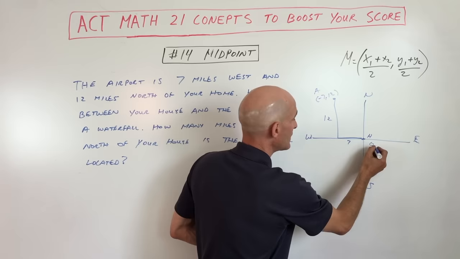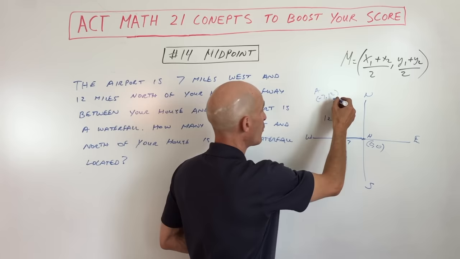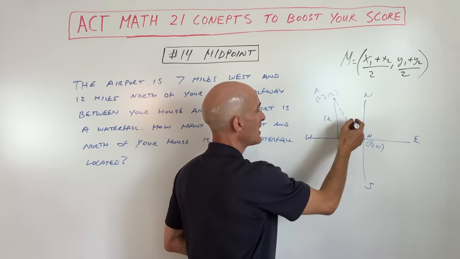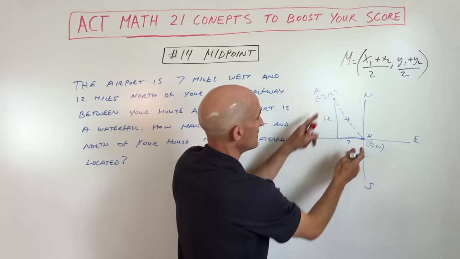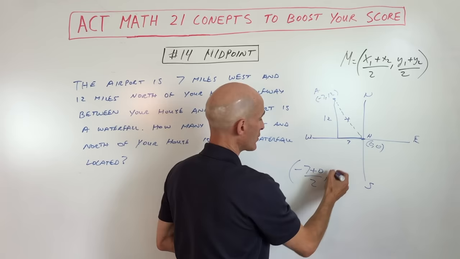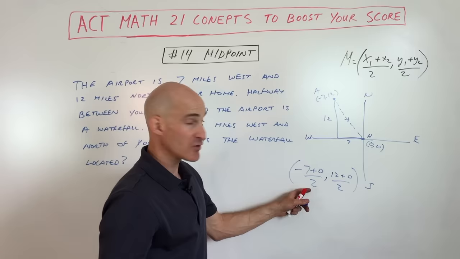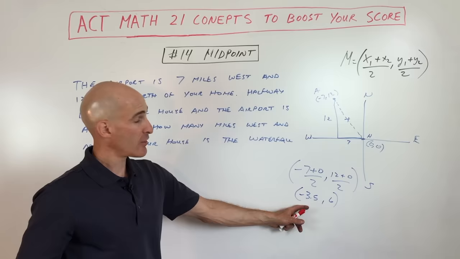But what we're trying to do is find the waterfall, which is located halfway between your house and the airport, somewhere right about there. So we're going to use the midpoint formula. We're going to add the 2 x-coordinates, negative 7 plus 0, divided by 2, and add the 2 y-coordinates, 12 plus 0, divided by 2. If we do that, we get negative 3.5, comma 6. So it's 3.5 miles west of your house, and 6 miles north.